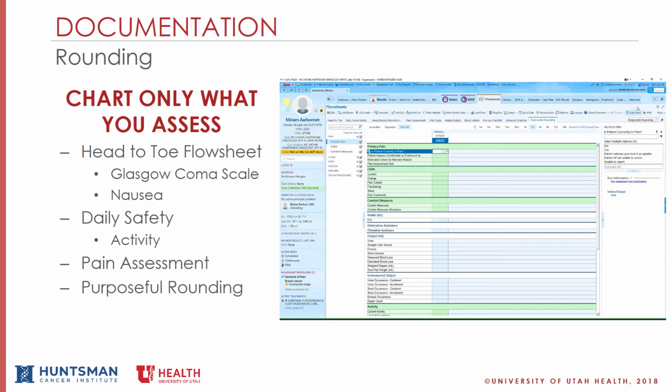Again, chart only what you assess and make sure to give yourself credit for the hard work you do. Chart every time you go into the room so that way we know that you are doing what you need to do to take care of your patients.